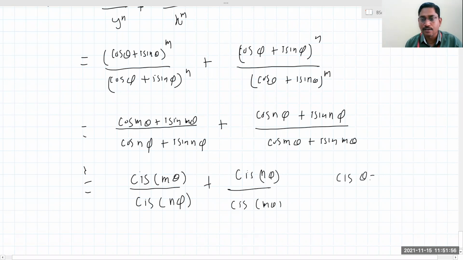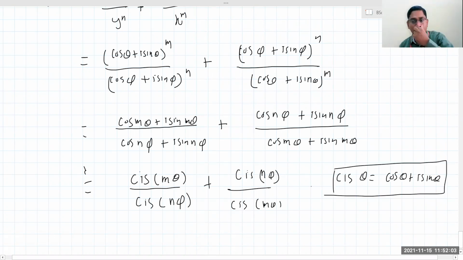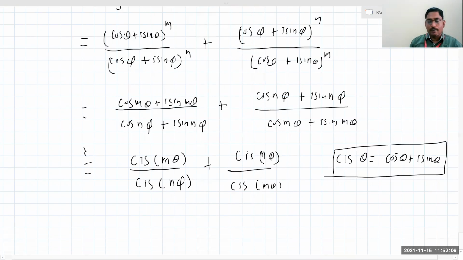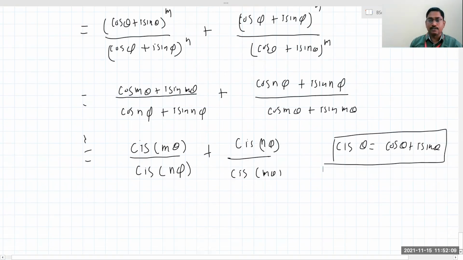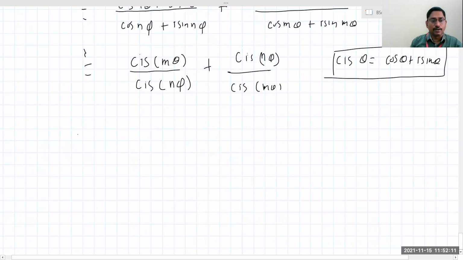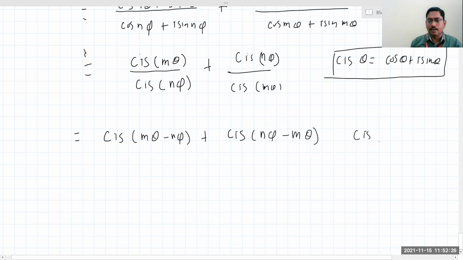So what is cis theta? It is cos theta plus i sin theta. Here one theta is m theta and the other is n phi. And we have to apply the result cis alpha upon cis beta, which is just cis of alpha minus beta, or you can do the calculation separately also. So this is cis of m theta minus n phi plus cis of n phi minus m theta, since cis alpha divided by cis beta is cis of alpha minus beta.